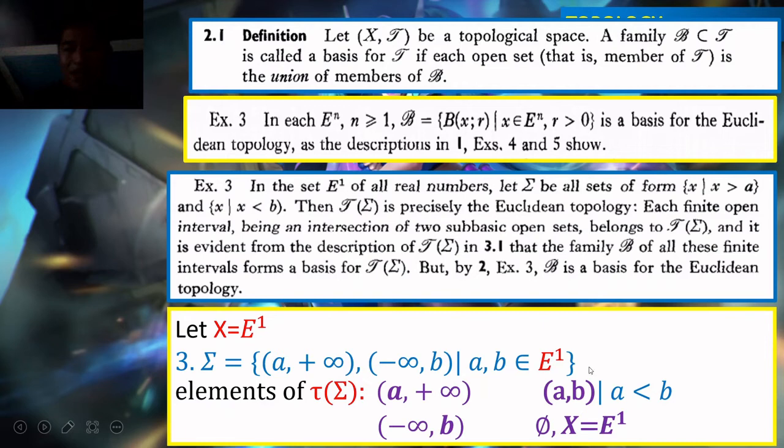Okay? Now, as you can see here, each finite open interval is an intersection of two subbasic open sets. These are the elements of our script sigma, which we call subbasic open sets. So, if we just intersect them, the result is the finite open interval (a, b). So, it belongs to tau sigma, because of the definition of tau sigma, finite intersections. So, this is now our finite open interval (a, b). And it is evident from the description of tau sigma that the family script B of all these finite intervals forms a basis for tau sigma.